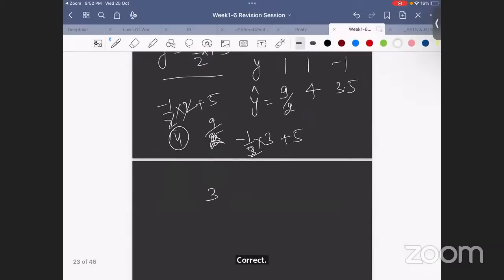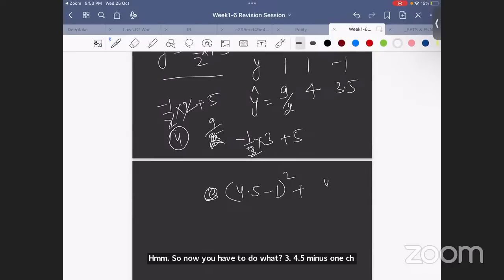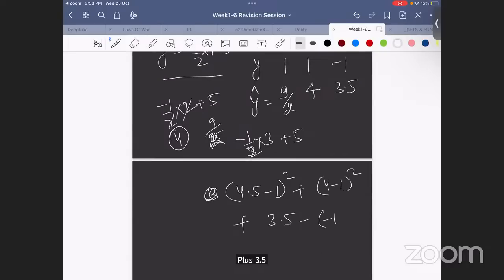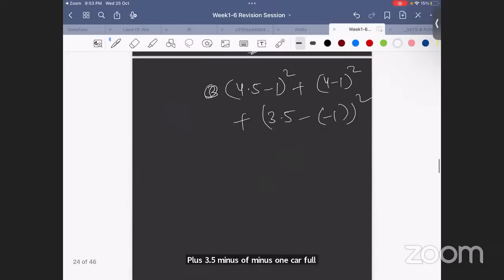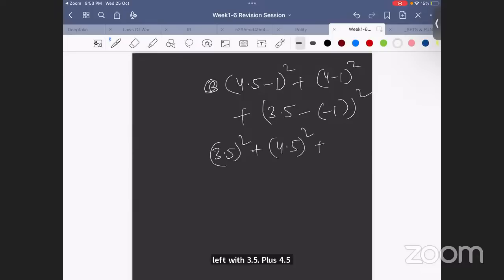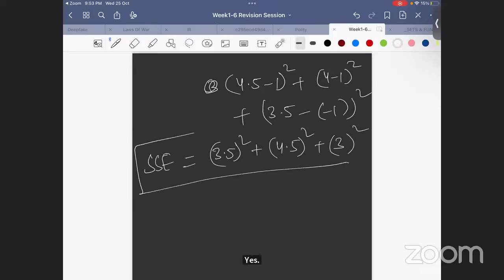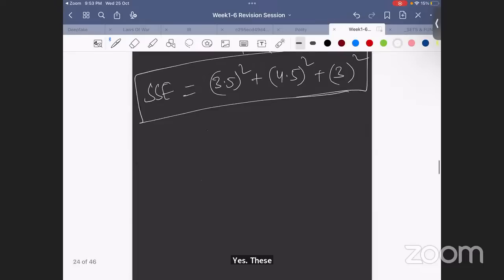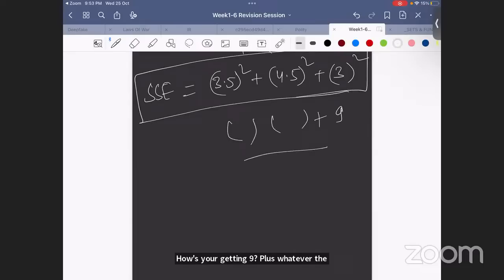So now you have to do what? (4.5 minus 1) ka square plus (4 minus 1) ka square plus (3.5 minus of minus 1) ka whole square. So you are left with (3.5) ka whole square plus (4.5) ka whole square plus (3) ka whole square. This is your SSC. How much are you getting? 9 plus whatever values you are getting, you can put it here.